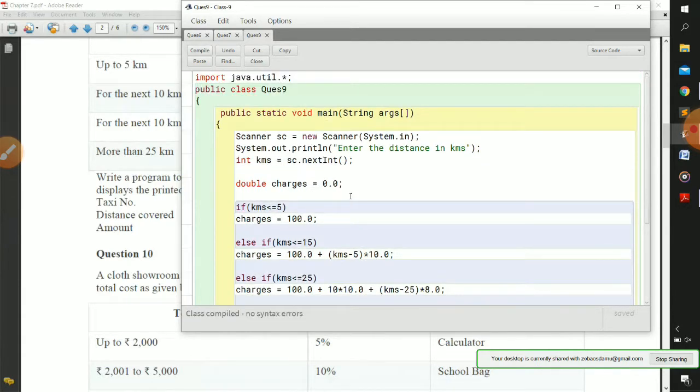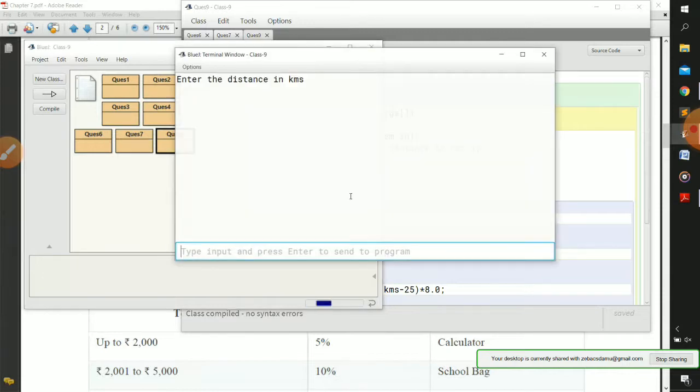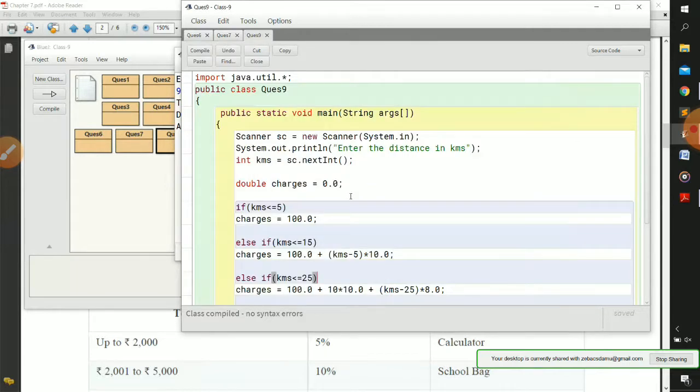Now let us try to compile. No syntax error we have got. Now let us try to execute this as well. Okay, it is asking for the kilometer. So let us suppose we have given 9 kilometer for example. Now you see taxi number, distance covered 9, and amount is 140. Now you see how we have got 140. How did you get 140? Let us see over here.